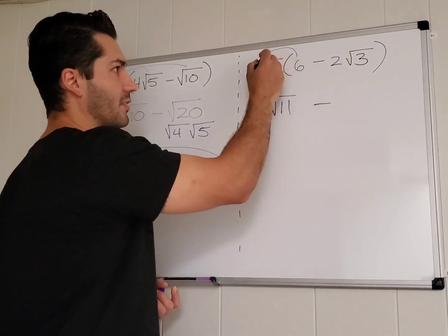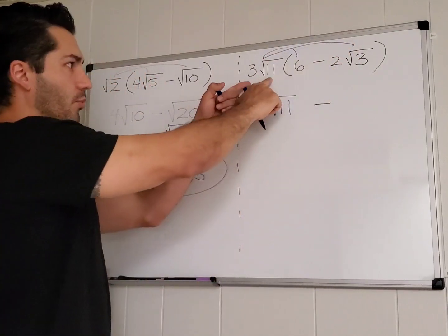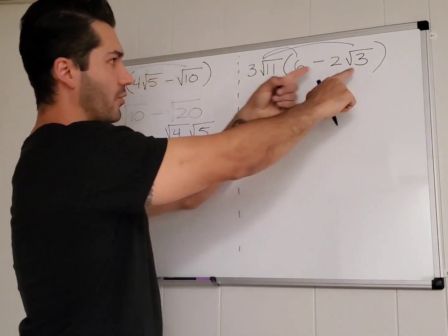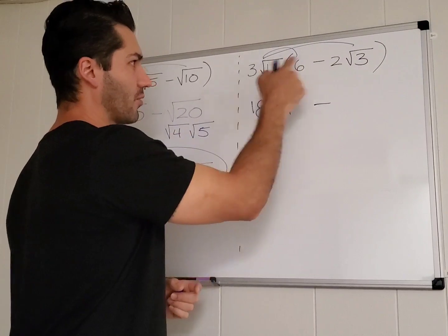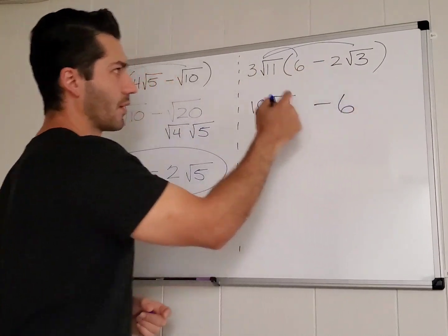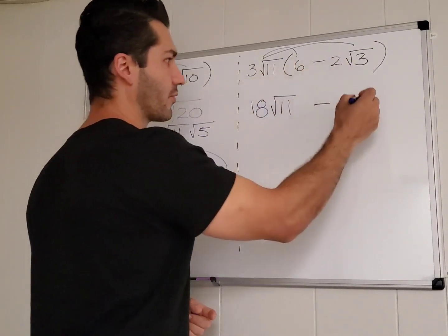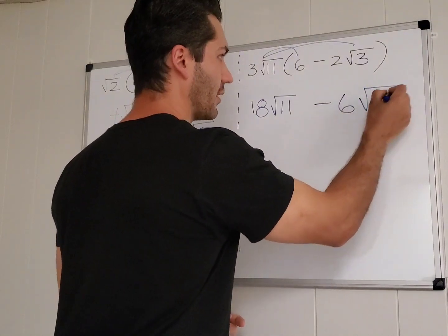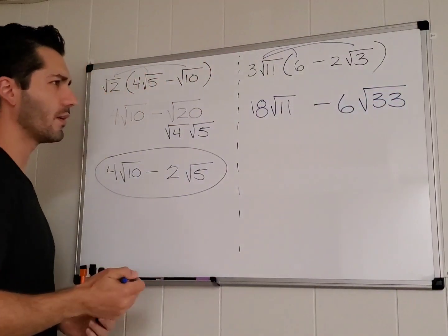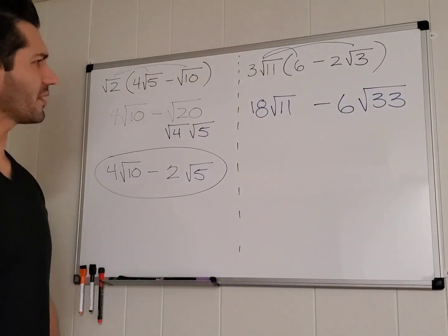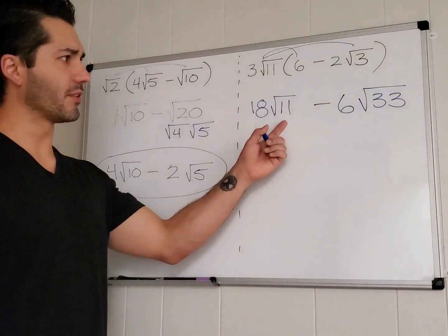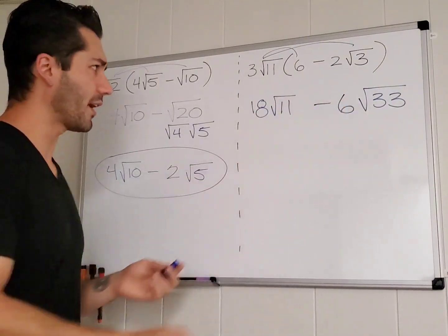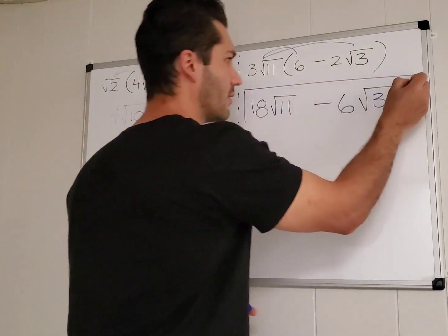There's another minus sign. Distribute. 3 radical 11 times 2 radical 3. Numbers with numbers. 2 times 3, 6. Radical 11 times radical 3 is a radical 33. And I look and I go, can I do anything with this? Can't break down 11. Can't break down 33. And this one is now done.